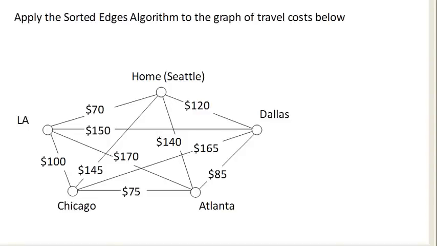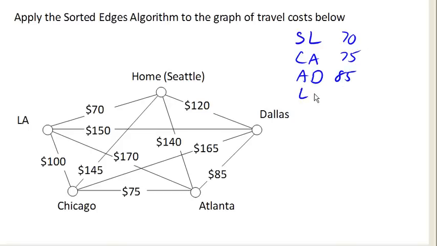Okay, so now let's try applying the sorted edges algorithm to our travel cost graph here. So let's go ahead and start by listing all of the edges from cheapest to most expensive. So the cheapest one we have is Seattle to LA with a cost of 70. We've got next cheapest Chicago to Atlanta with a cost of 75. Atlanta to Dallas with a cost of 85.